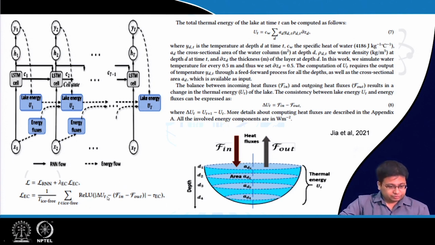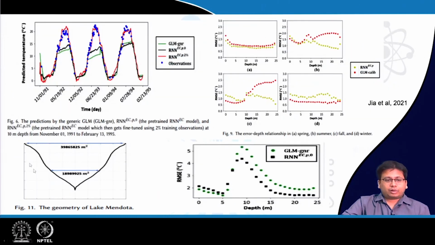From the total lake energy at every time step that is being estimated by the model, and the input fluxes also being provided at every time step, ideally this change of lake energy should be equal to the heat flux. But has that actually happened, or is there an error? That is what is measured by this part of the loss function. So this is the physics based loss, and this is the prediction loss. Based on that, the model is trained so as to minimize this loss function.